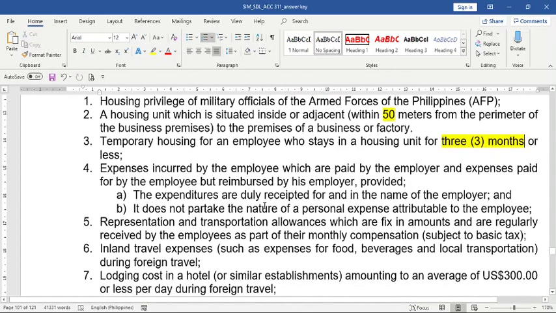Expenses incurred by an employee which are paid by the employer, and expenses paid for by the employee but reimbursed by his employer. What does this mean? Expenses incurred by the employee but paid by the employer. Then expenses paid by the employee but reimbursed by the employer, provided the expenditures are duly receipted and in the name of the employer, and it does not partake of the nature of personal expense attributable to the employee. So meaning, these are related to the business.